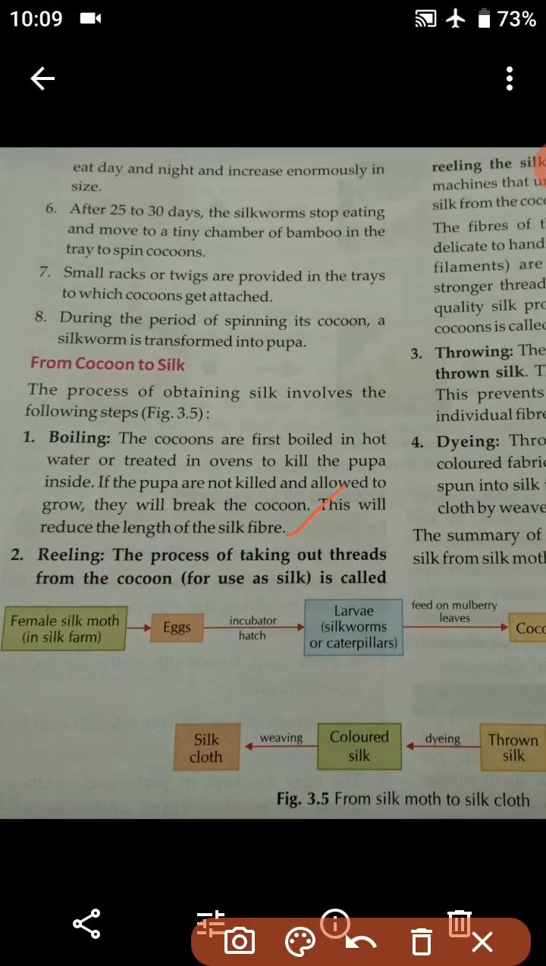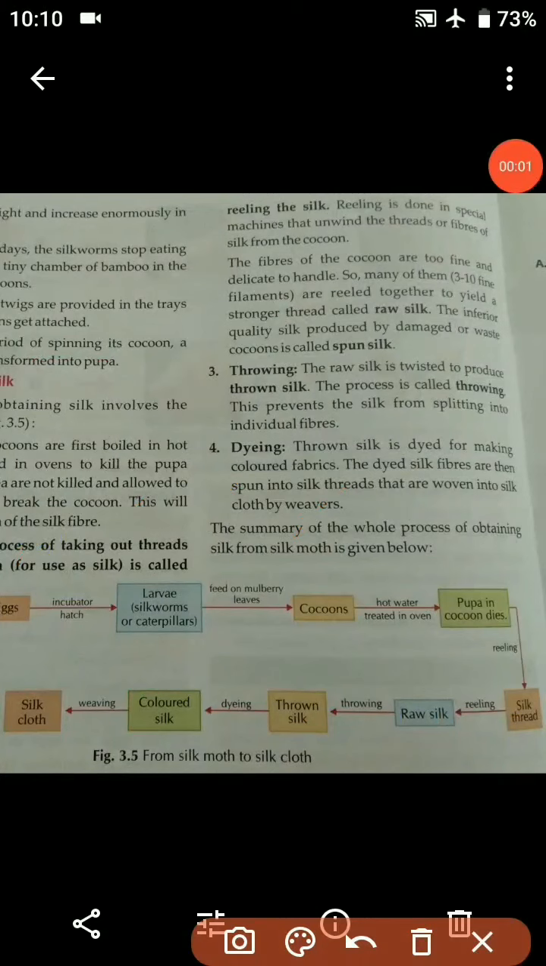Okay, so now we are moving on to the second one, that is reeling. So what is reeling? It is the process of taking out threads from the cocoon. Reeling is done in a special machine that unwinds the threads or fibers of silk from the cocoon. So students, reeling should be done in a special machine, and that machine will help to unwind the threads or the fibers of the silk that are obtained from the cocoons.